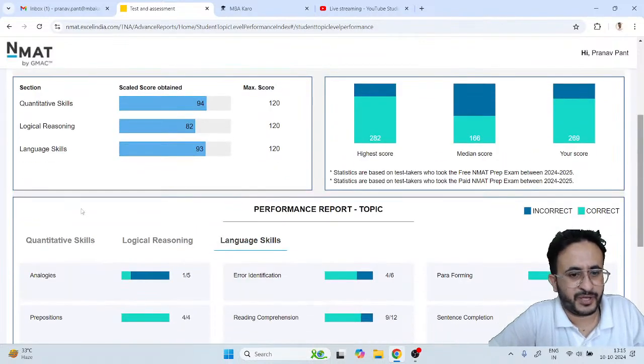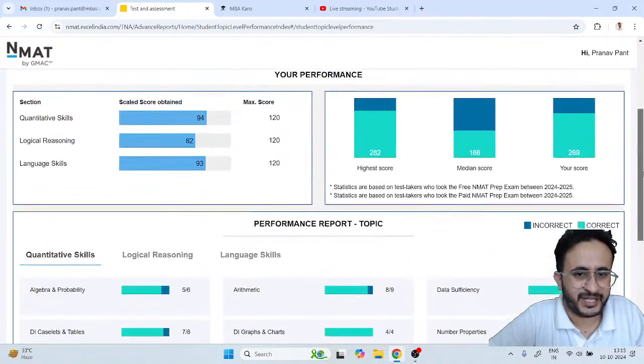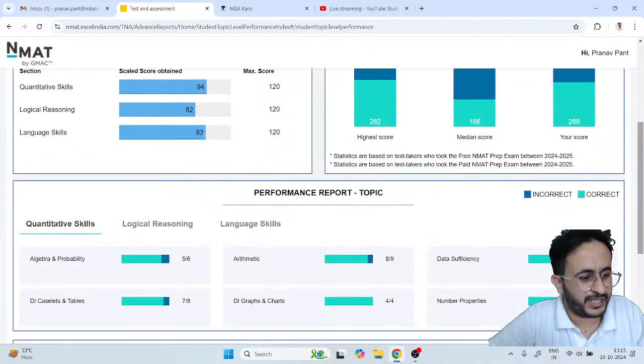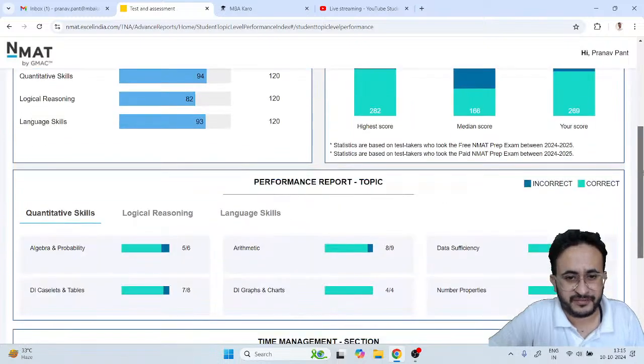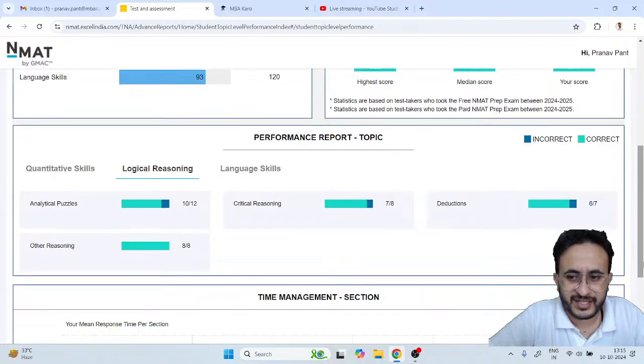I tried to do my best in quant, got 33 correct. Okay, 33 correct करने के बाद भी 94 ही marks है, right? In English I did 10 wrong but still got 93. So the algorithm is not known. Even if you do very great, like in logical reasoning, that is the most shocking thing. I just got 4 incorrect.